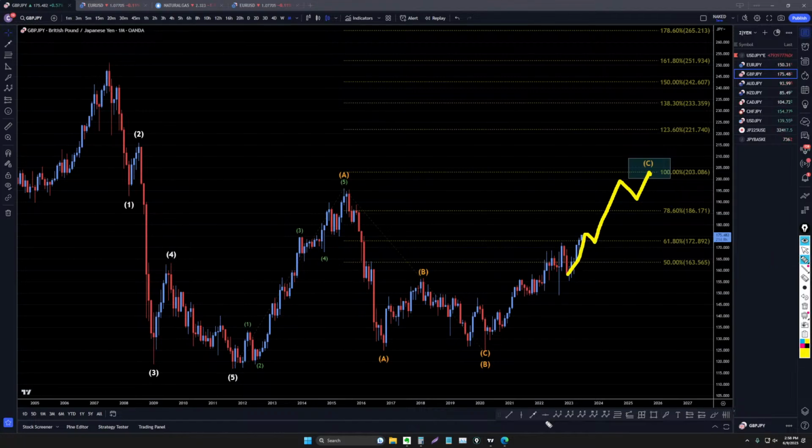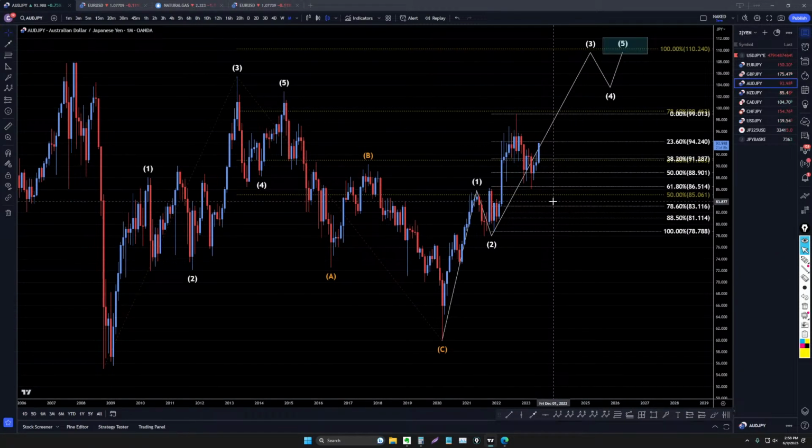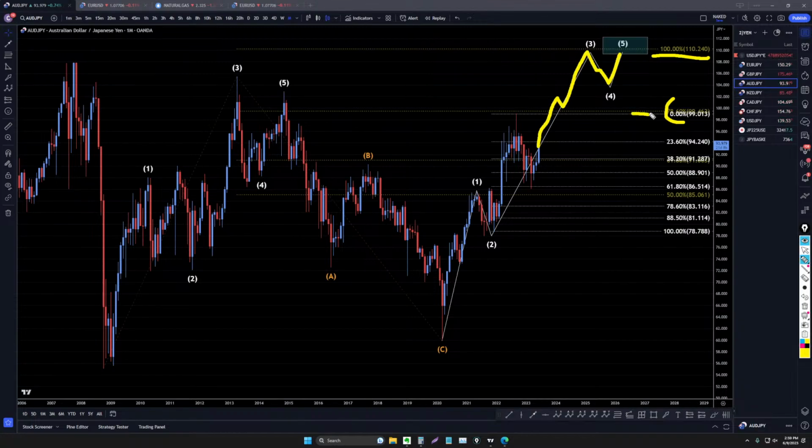I think for sure that's going to look like that to make a wave C. Aussie yen, even though this one also looks a little messy on the shorter time frames and a lot of people thinking it's going to go down, I 100% think it's going up to probably the 110 area. It could possibly stop at the 78%, but either way, whether it's here or here, that's a long ways up on the shorter time frames.